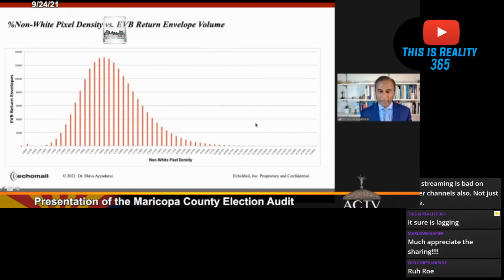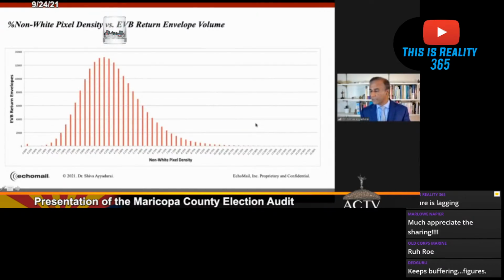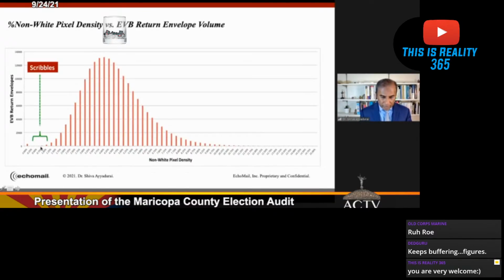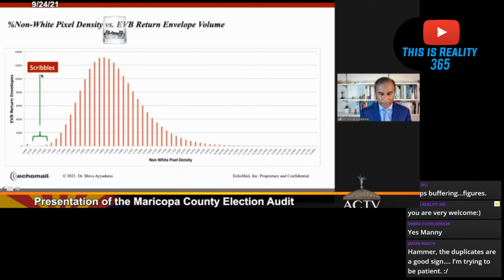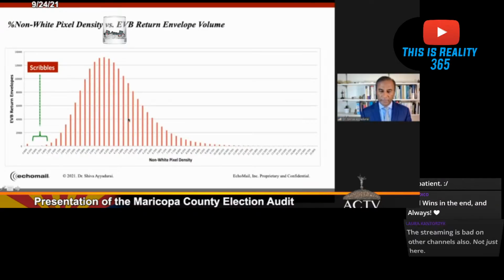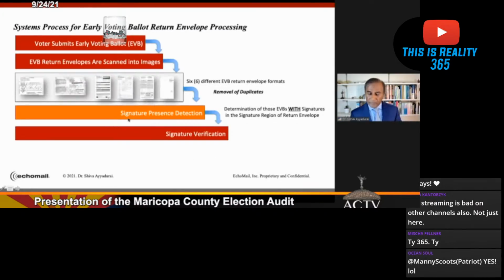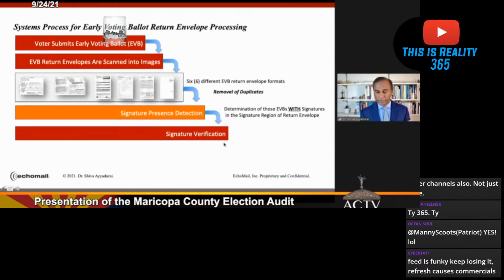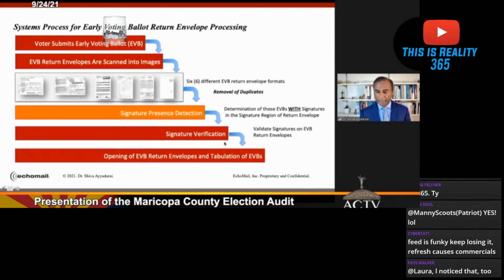That gives you an idea of how liberal we were in accepting something as a signature. So if you look at this, it was only this little area here, which is between 0.1 to 1%. That's a definite non-white pixel density. That's a scribble. Everything else, we were quite liberal and accepted those as signatures, even in our analysis. So again, we were not hired to do signature verification. All right. Now, after this, typically signature verification would take place, which is what the county did, and then they would also open up the ballots and the envelopes and tabulate them.